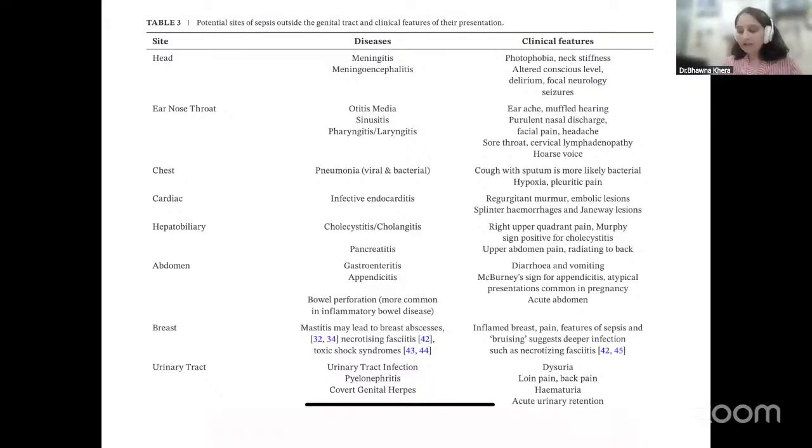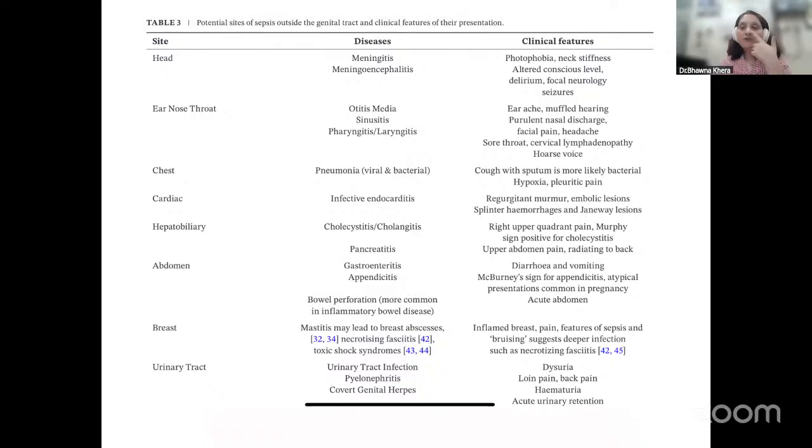So here it is, basically in the head. When meningitis or meningoencephalitis is there, you get photophobia, neck stiffness, altered conscious level, delirium, focal neurological signs, and seizures. These are clinical features because the brain and the meninges are affected.